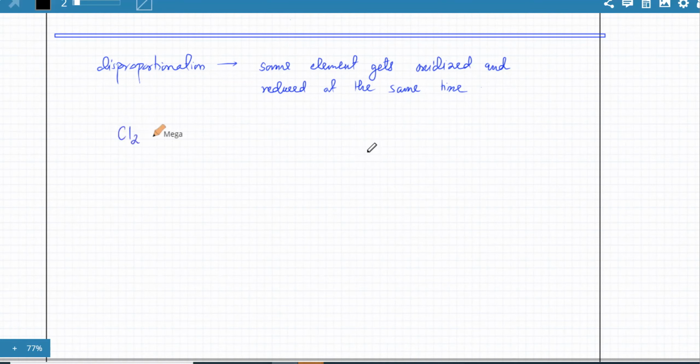This is something that you're going to study in your inorganic chemistry class as well. So it's chlorine reacting with NaOH, and it ends up forming NaCl. It forms another compound which is NaClO3, and it forms water as well. So this is an example of a disproportionation reaction.